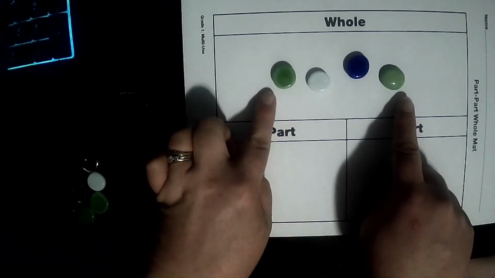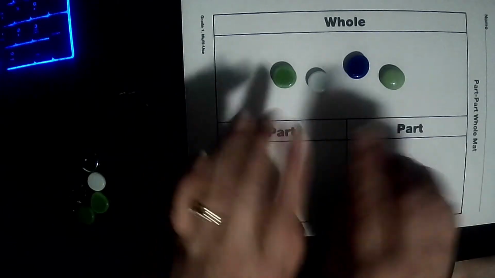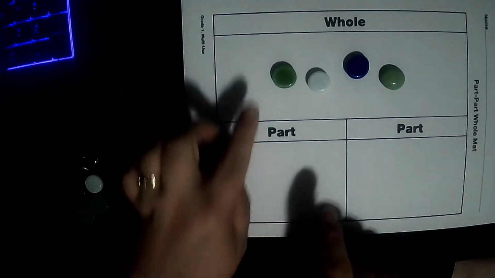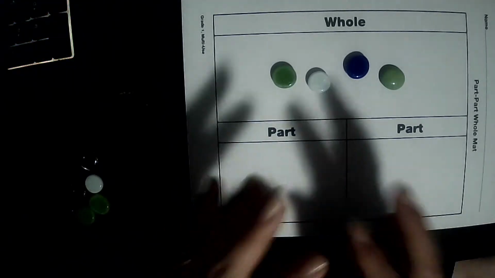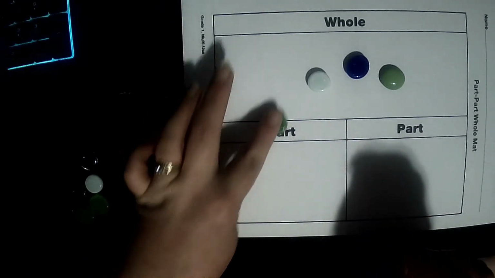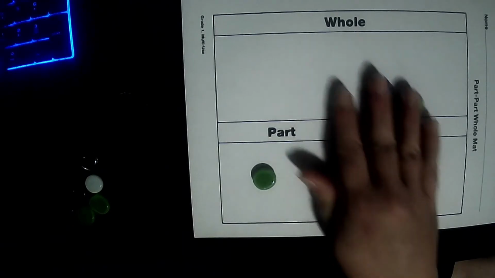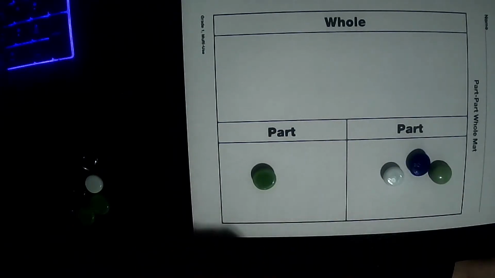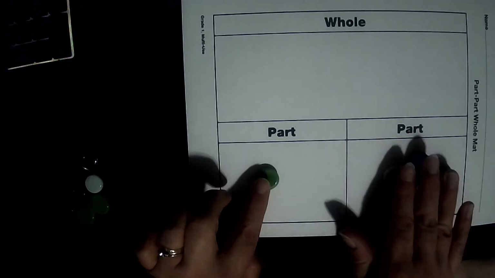So here I have 4 stones. I'm not changing that right now. It's only 4. I have some more over here to work with later. So how can I break apart or break down 4? Well, I can break it into 1 and 3. It's still 4, but I'm breaking it apart and saying, well, okay, 1 and 3 make 4.